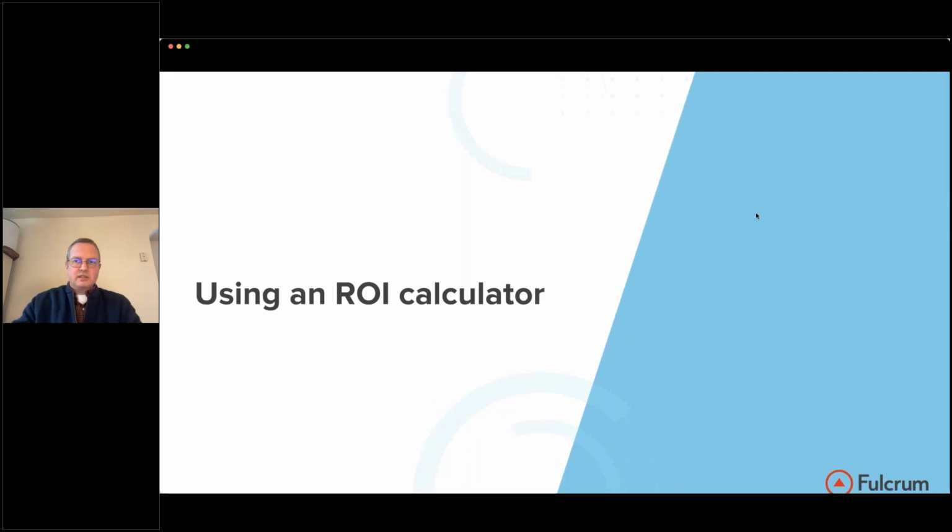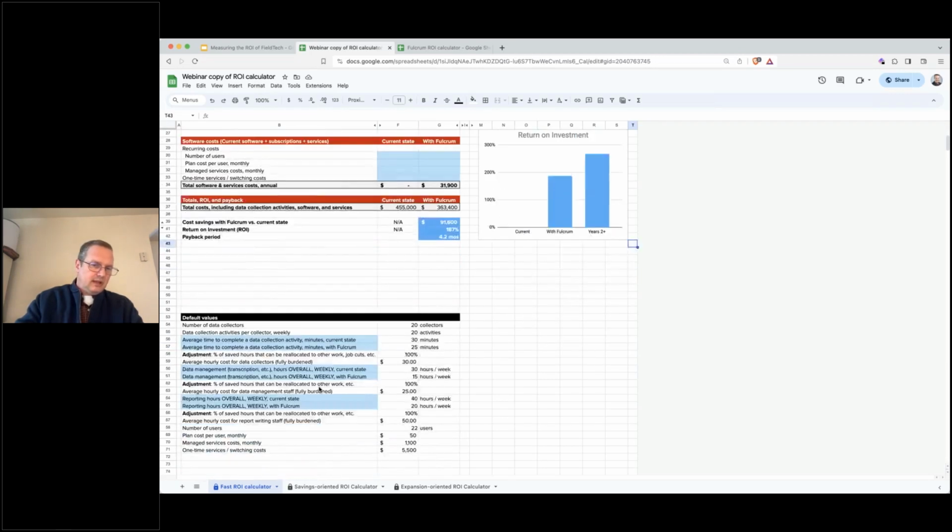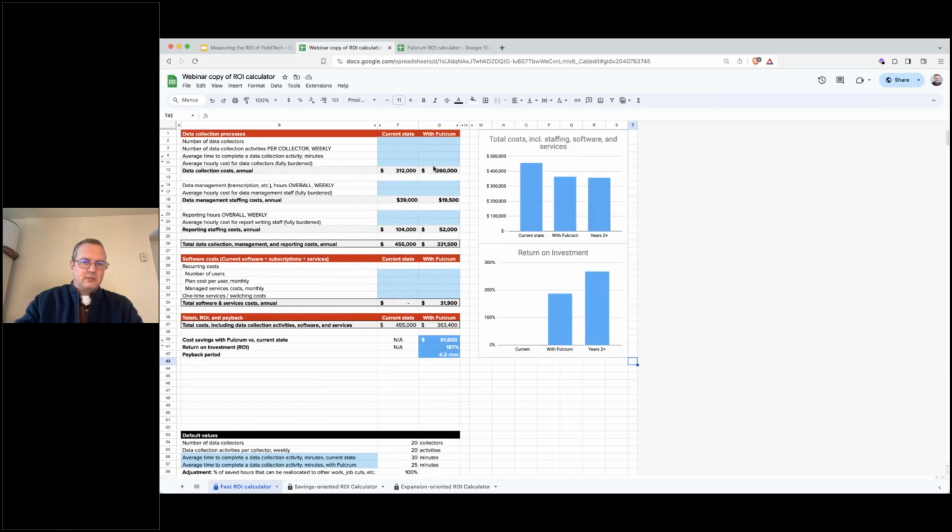All right, so this is what you should be seeing now, and Kurt will tell me if you're not, a copy of an ROI calculator done in Google Sheets. And there are default values down here. I have a bunch of default values so that I never get some kind of junk up here. You'll always see numbers. In other words, you won't see broken equations.